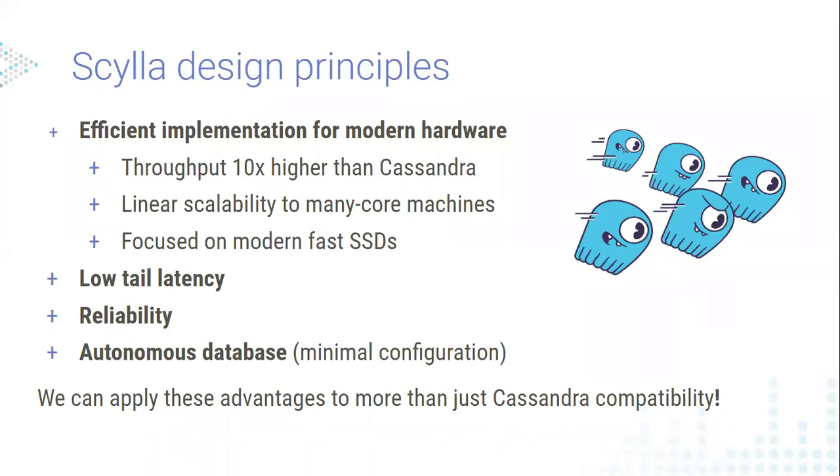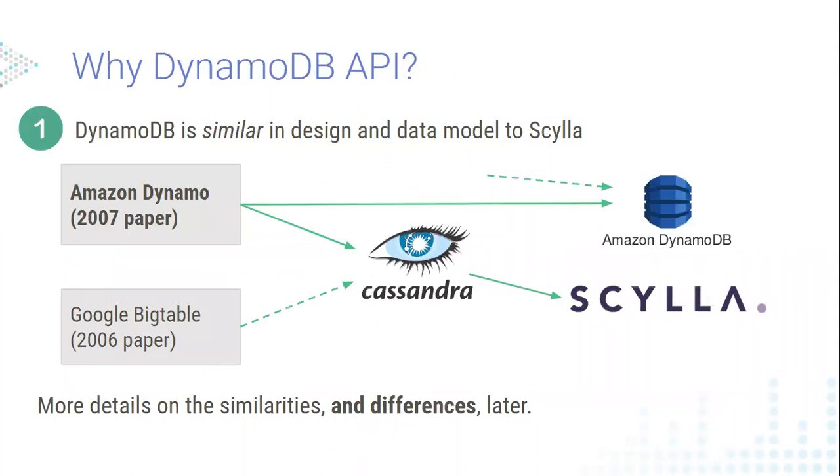So all these great design principles we have now in Scylla are just for the Cassandra API. It would have been really nice if we could have all these advantages also for other things. So we decided to start with the DynamoDB API. And if you're wondering why, there are several reasons why it's a good thing to have in Scylla.